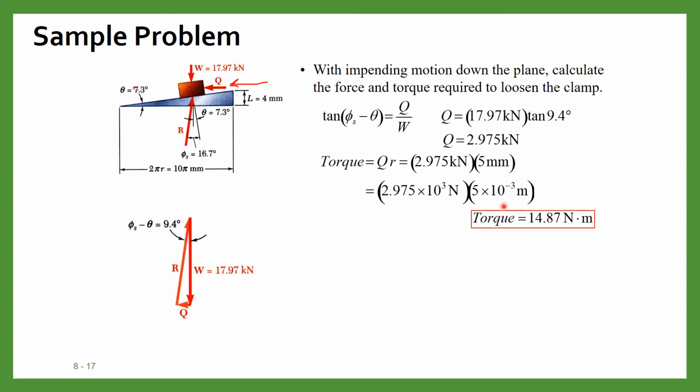So as you can see, this is considerably lower. While tightening the screw, you need 8 kilonewton. While you're loosening, we only need 2.975 kilonewton. So the force required is different for tightening and loosening the screw.